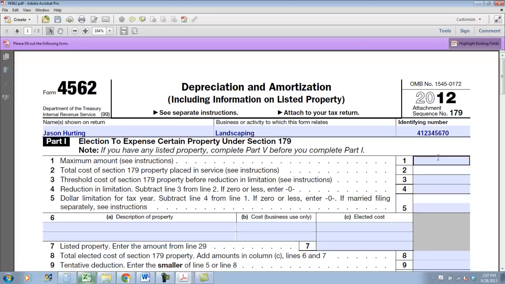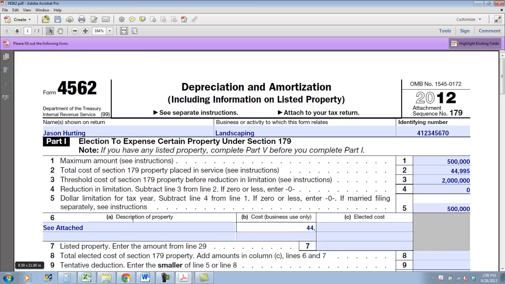Okay, so if you look up in the instructions, the maximum amount would be $500,000. Line two, how much section 179 did it cost? $44,995. So the threshold, if you look this up in the instructions, is $2 million. And line four says the reduction. So there is no reduction. Line five, the dollar limitation for this year. Subtract line four from line one, $500,000. So, we're going to write C attached. We'll do it for the depreciation sheet here.